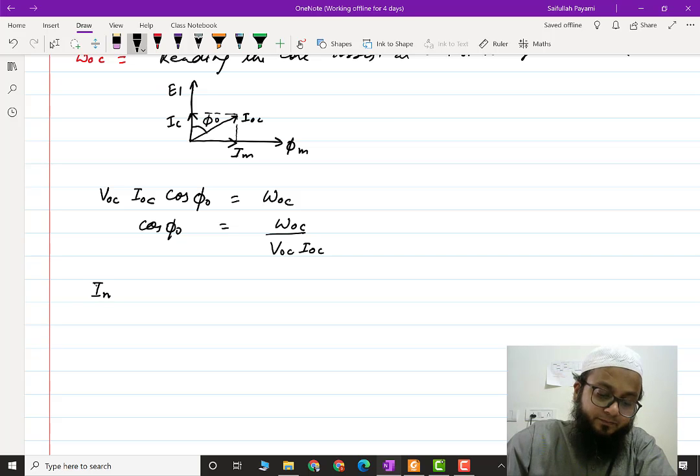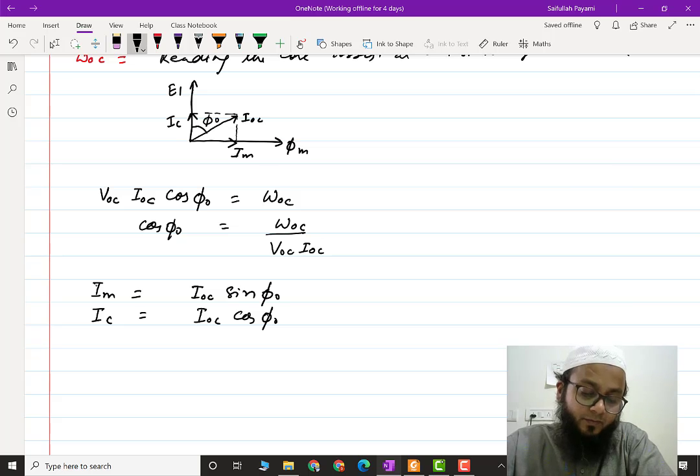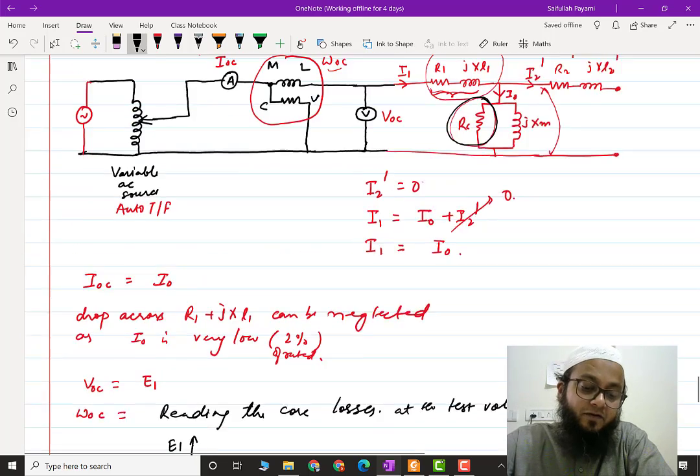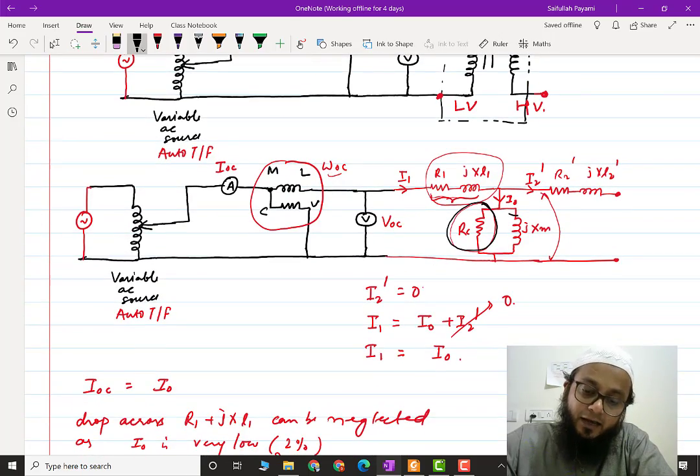What would be Im? Im would be IOC sin phi naught, and IC would be IOC cos phi naught. Okay, so now we know the values of Im and IC. Once I know these values of Im and IC, you can find these parameters, right? So now I can directly find these parameters.